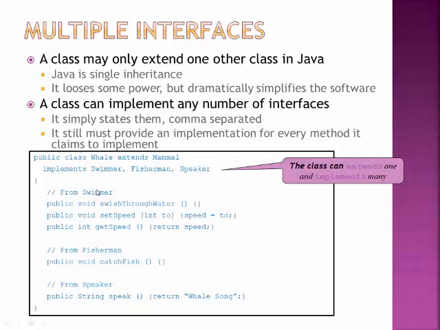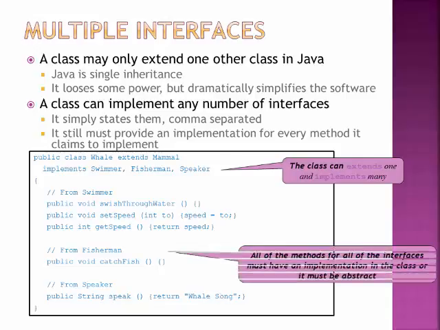And so from the swimmer class, I have these methods. I can swish through water, I can set the speed, I can get the speed. From the fisherman class, I can catch fish. Now this comment is just to help you read it. There's no required comment inside of there. And then from speaker, you can see I can have a speak method, and I return my whale song inside of there. So any implementation that I have, any abstract class that I extend that has abstract methods, any interface I implement that has methods, I have to provide them in order to become a concrete class.